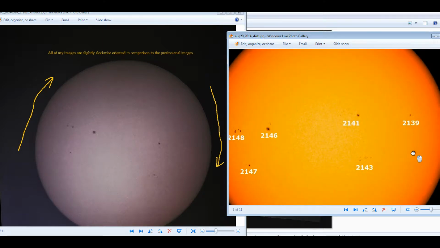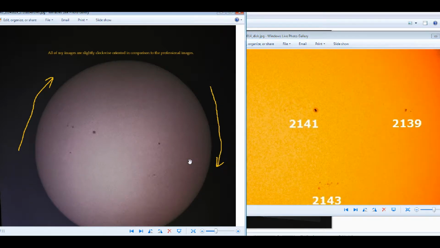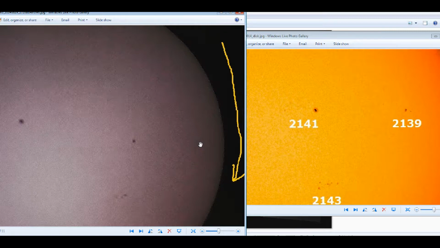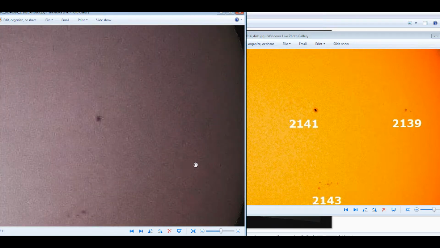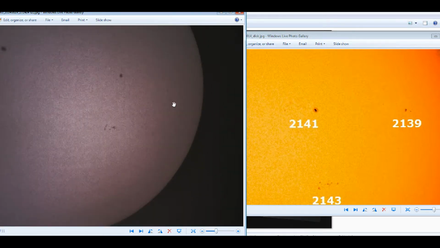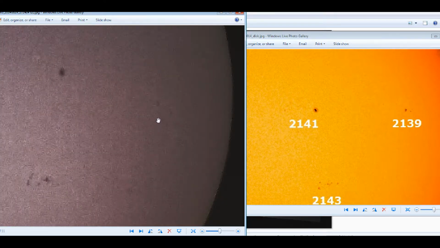Let me see if I can really do the exciting thing. There was something on the professional image, 2139, and I thought that perhaps I wasn't able to see that, and I'm looking very closely. Considering that my image is clockwise rotated, I would expect to see it right around here, and I do see something on this particular image, some smudging. So I started to look a little bit closer at some other images, and lo and behold, I found this one. I found a couple of them actually.